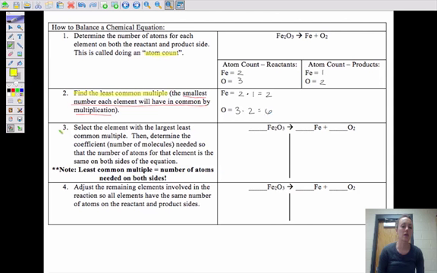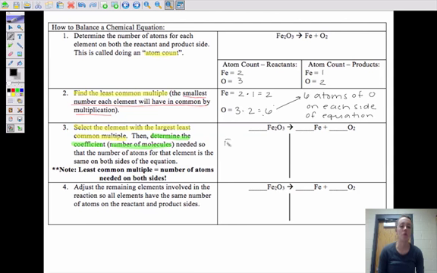After you're done with the multiplication, you're going to select the element with the largest least common multiple. So in this case, if I compare 2 to 6, the largest least common multiple is 6. This means that I need to get 6 atoms of oxygen on each side of the equation. After I realize that, my next step is to determine the coefficient, or the number of molecules, in order to achieve that.